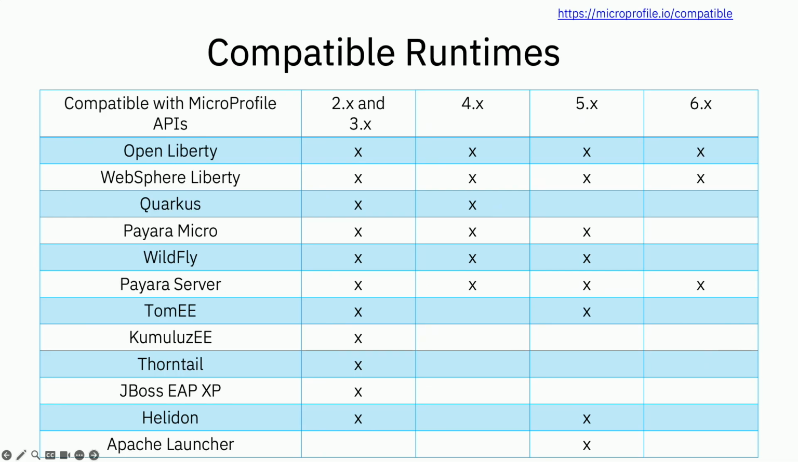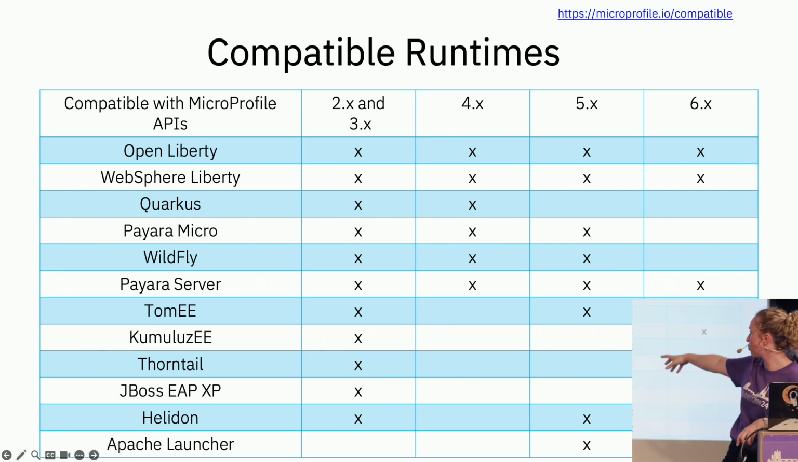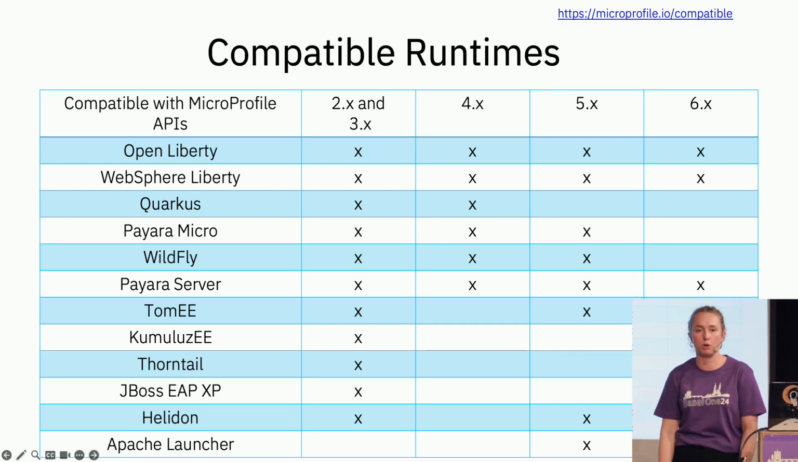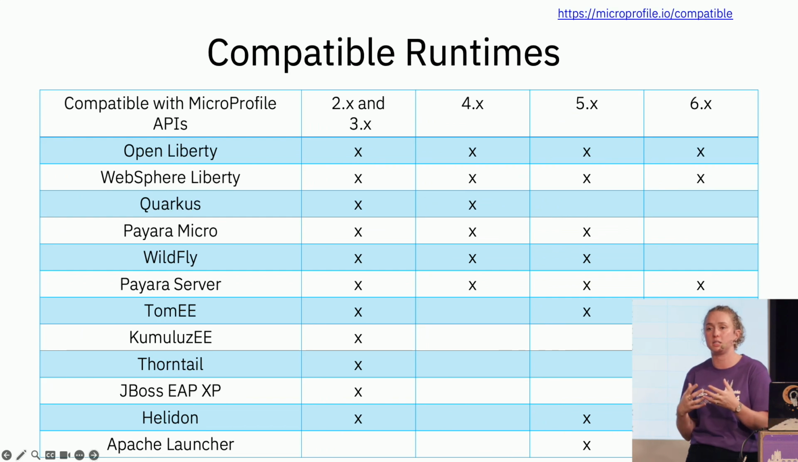So there's lots of different implementations for MicroProfile. You can see the ones that I work on are Open Liberty, WebSphere Liberty, but there's lots of different ones like Quarkus and WildFly and Payara, JBoss, loads of different ones in there that implement MicroProfile. So it really is a shared community and enables a lot more flexibility and portability for your application.